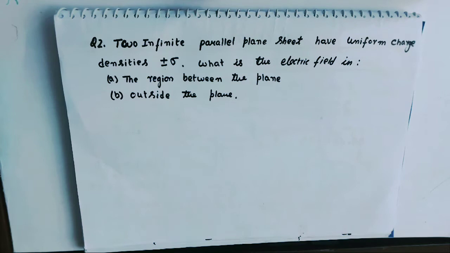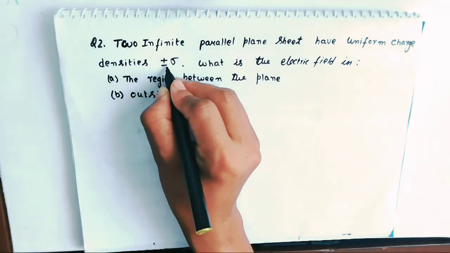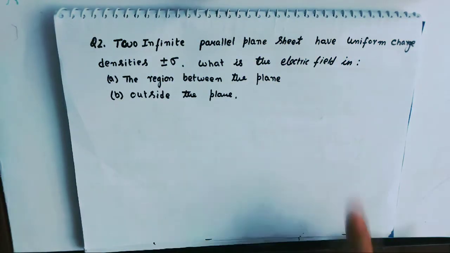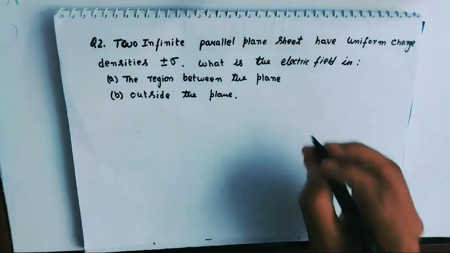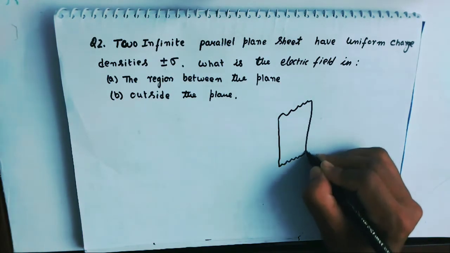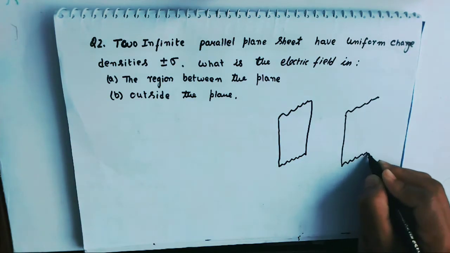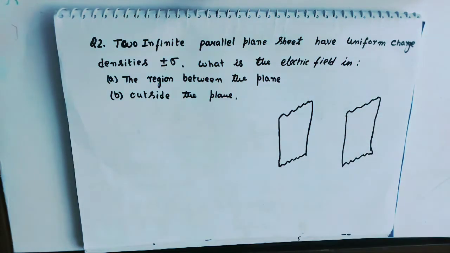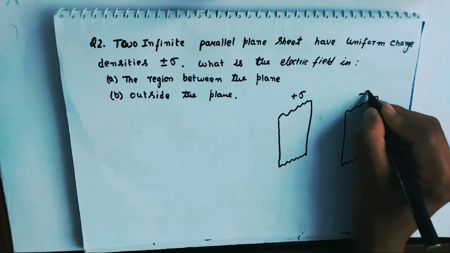So now we will solve another numerical problem. The question says, two infinite parallel plane sheets have uniform charge densities plus and minus sigma. What is the electric field in (a) the region between the planes and (b) outside the planes? So there are two plane sheets. One is this, and another plane sheet is this. The charge is uniformly distributed. Say one plane is with plus q, another plane sheet is with minus q.